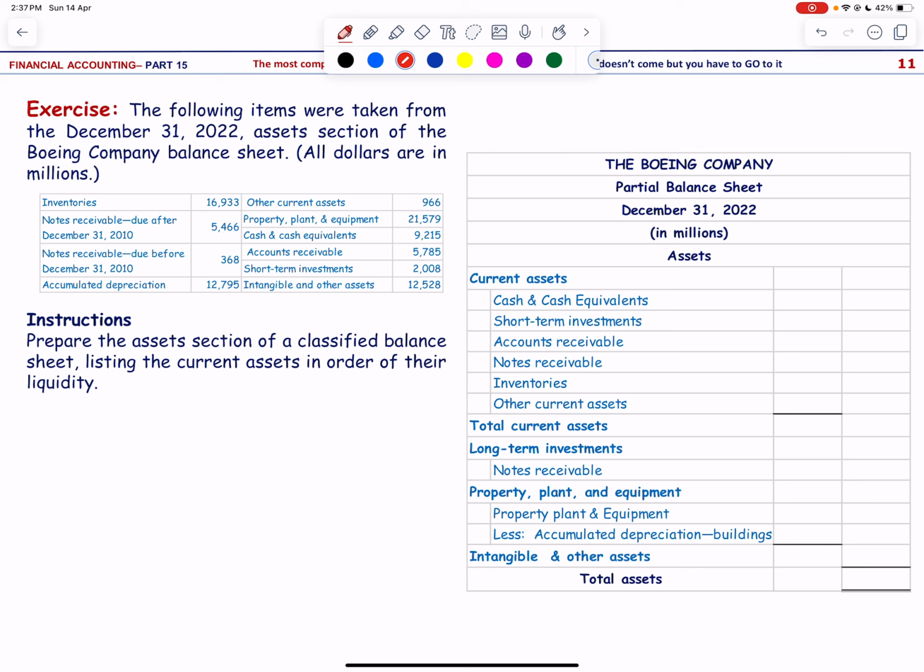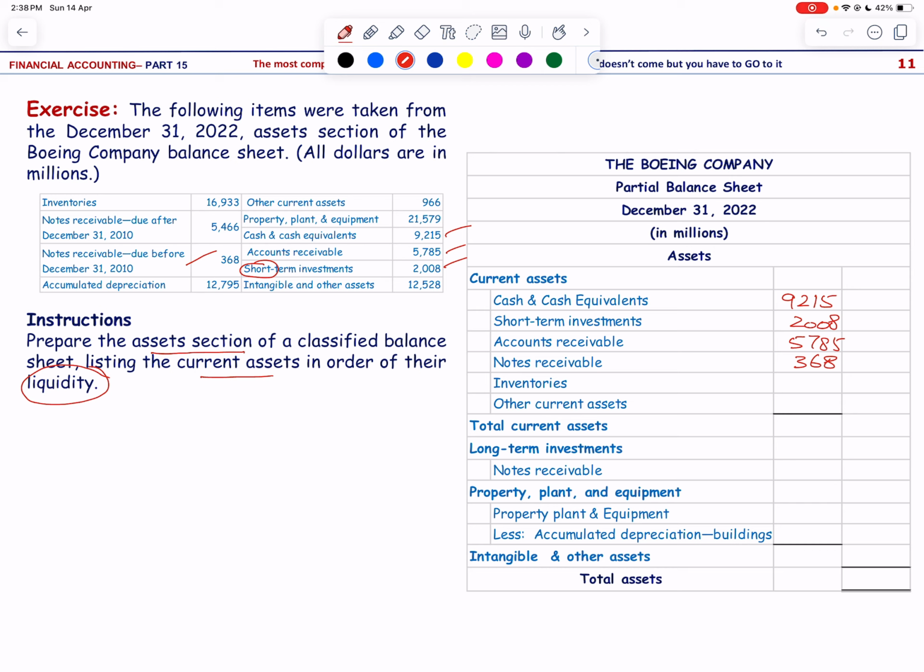The following items were taken from December and we have to prepare the assets section of a classified balance sheet, listing the current assets in order of their liquidity. So we start once again. We have cash and cash equivalents, that is 9215. Then we have the short-term investments. You see the word is short, it means it is a current asset, 2008. Then we have accounts receivable, and it is 5785. We have notes receivable, that is 368.